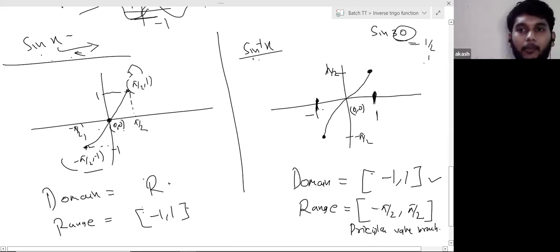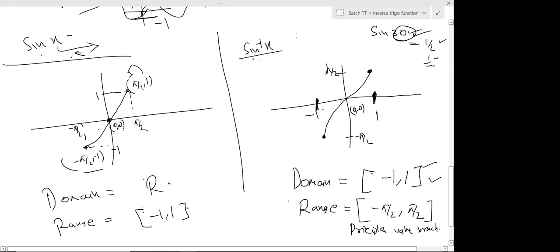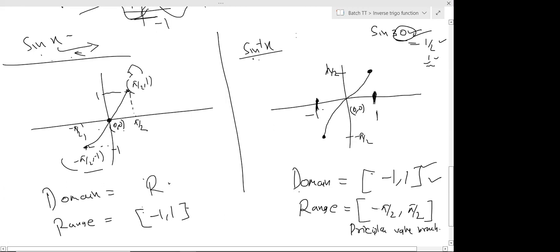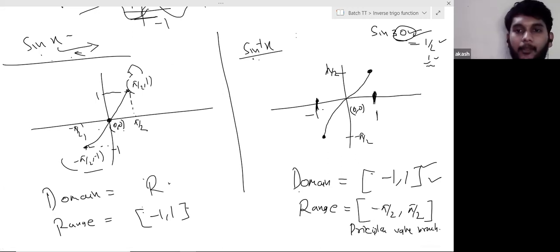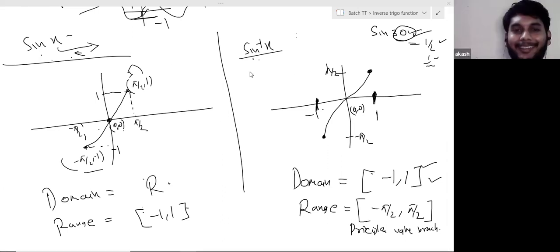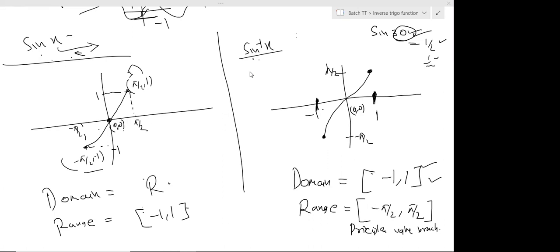Sine 30 is 1 by 2, sine 45 is 1 by root 2, and so on. So sin x eats angles, but sine inverse x eats values because that is the inverse. Sine inverse 1 by 2, we will get 30 degrees. Got my point? I think you are clear about this, right? Yeah, pretty clear.